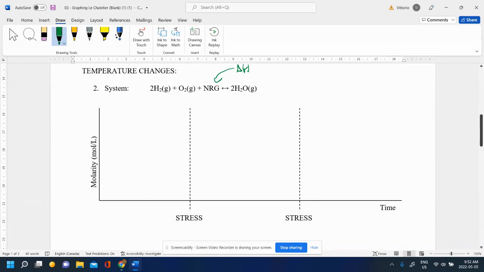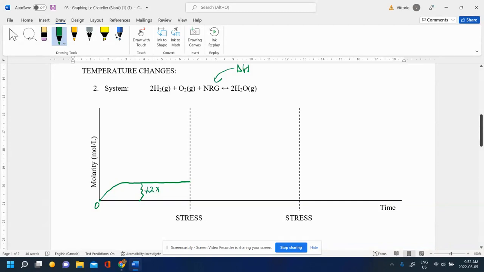So we'll start off with 0 H2O. Over time, that's going to be produced, and then it's a flat line. And this change will be a change of plus 2x.